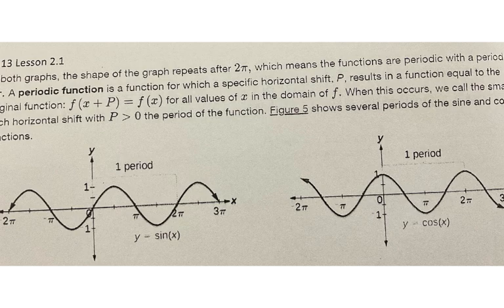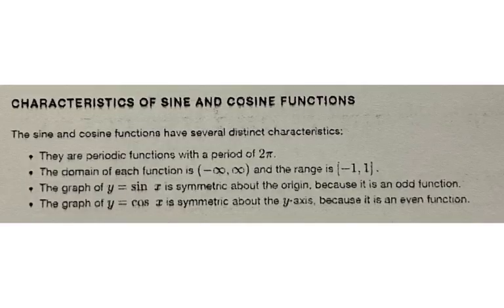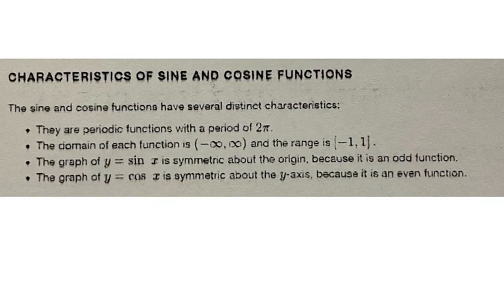Okay. Let's read those characteristics. This is true for both sine and cosine. They are periodic. Their period is 2 pi. That means it takes 2 pi before it repeats itself. The domain is the list of all possible x values. What did the x's represent here? They represented rotations around the unit circle, theta.